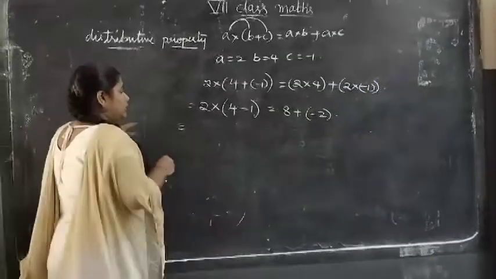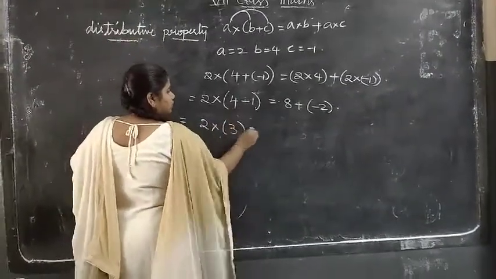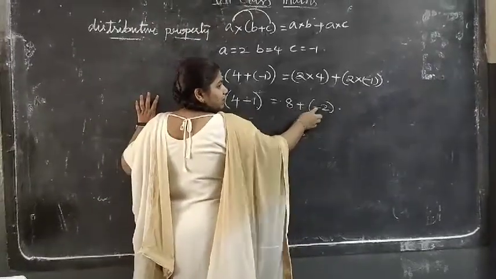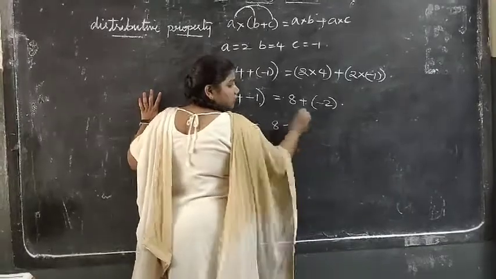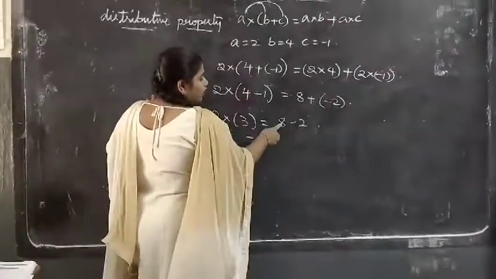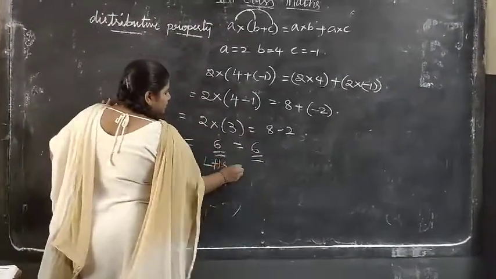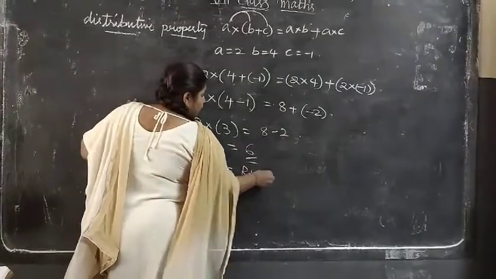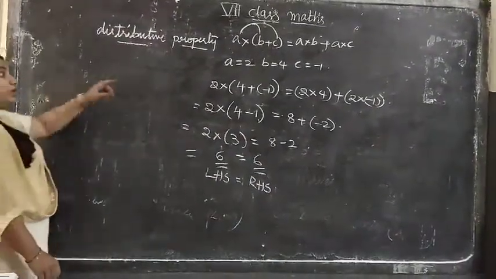Now coming to RHS part, 2 fours are 8 plus into minus is minus, 2 ones are 2. Now coming to the LHS part, 2 into 4 minus 1 is 3. You are seeing the double sign, make it into single sign. 8 plus into minus is minus 2. Now 2 3s are 6. In the same way 8 minus 2 is 6. So both the LHS parts and RHS parts are equal. So distributive property is also satisfied under multiplication over addition.